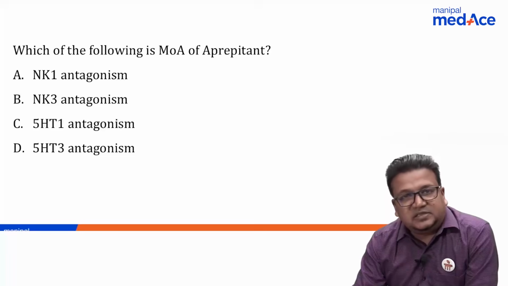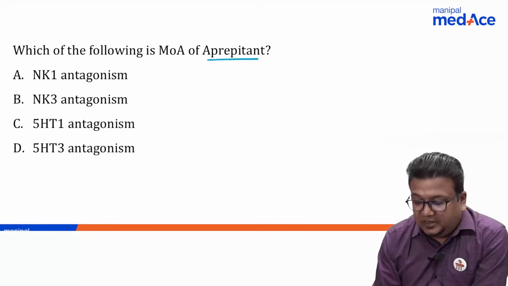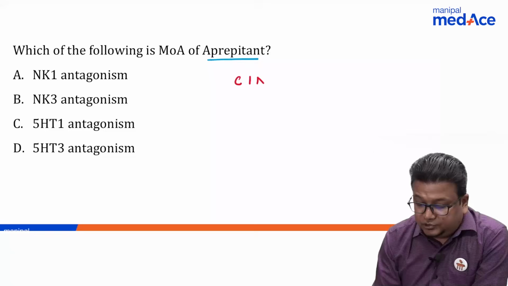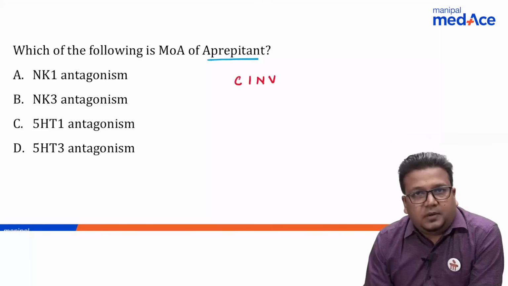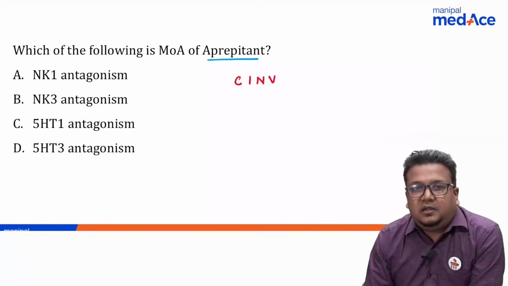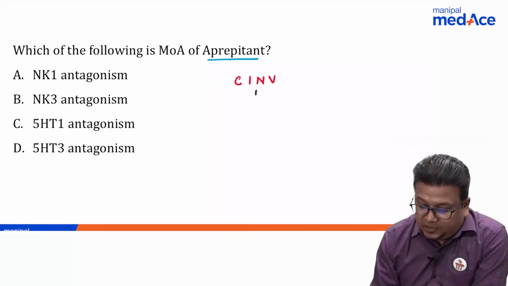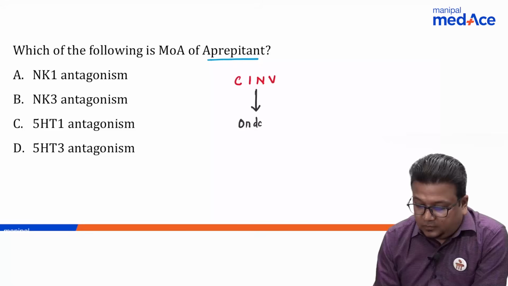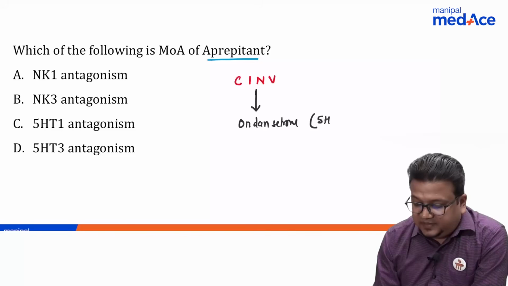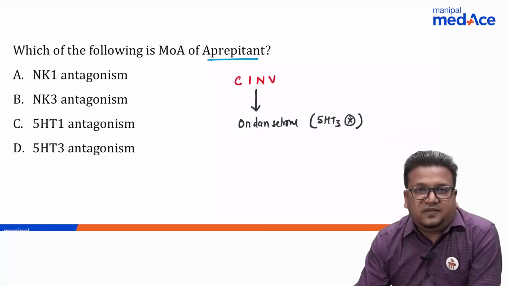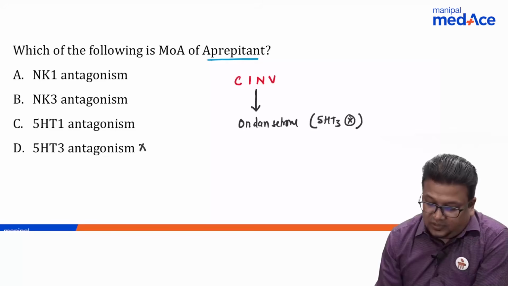Which of the following is the mechanism of action of aprepitant? So again, a simple question directly from the notes. So we have chemotherapy induced nausea and vomiting, caused by highly emetogenic drugs like cisplatin. So for treatment of chemotherapy induced nausea and vomiting, we know that the best drugs are drugs like ondansetron, granisetron, palonosetron, which are 5-HT3 antagonists. So it is the setrons which are 5-HT3 antagonists. So you can rule out that option.